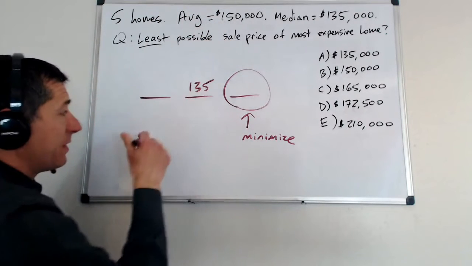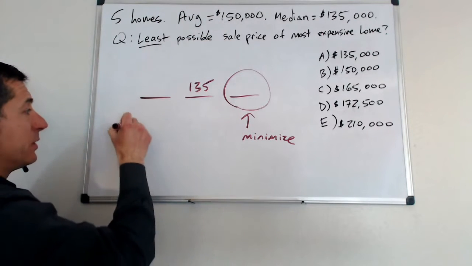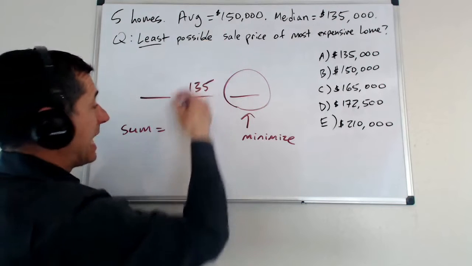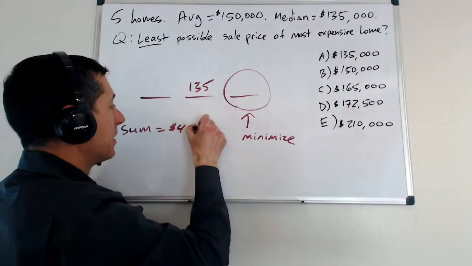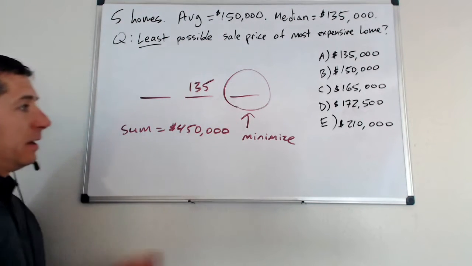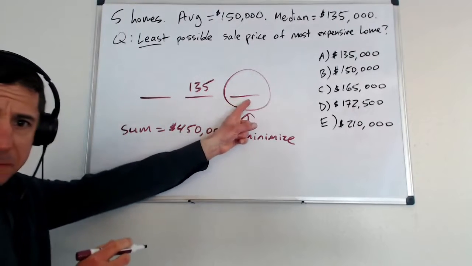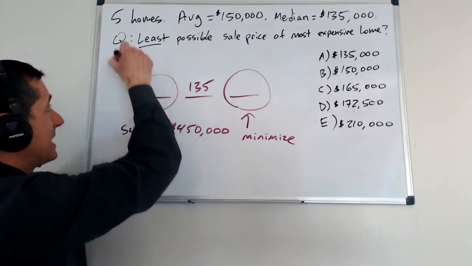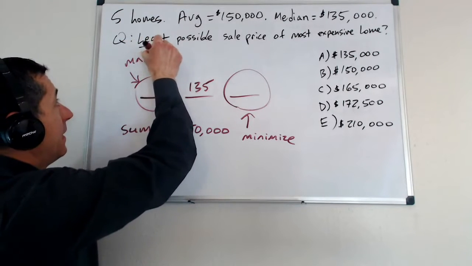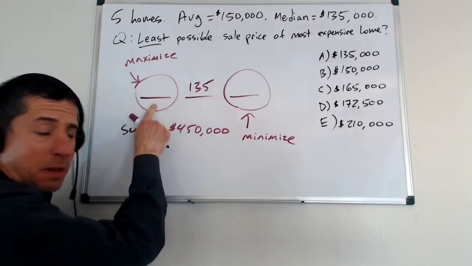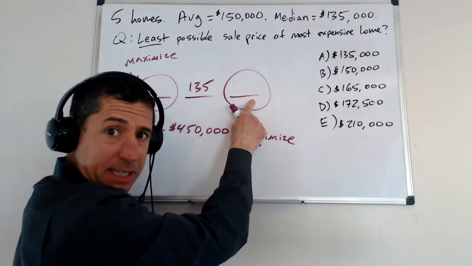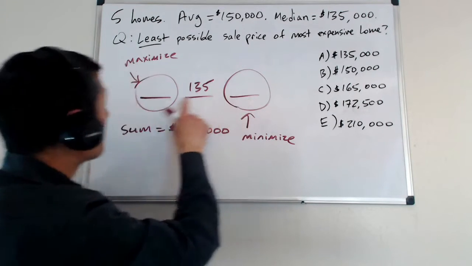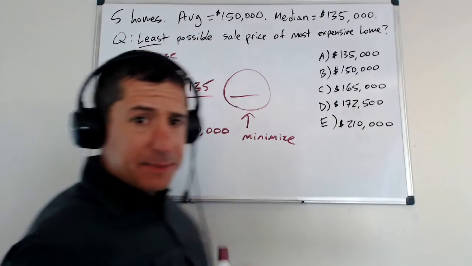So if the average is 150,000, it means that the sum of these three values has to be 3 times that, so 450,000. Okay, so I'm trying to minimize the biggest one. And the only way for this to make any sense is if I maximize this guy. So I find the biggest value of the smallest number. That's going to lead me to the smallest possible value of the biggest number. So what's the biggest I can make this?